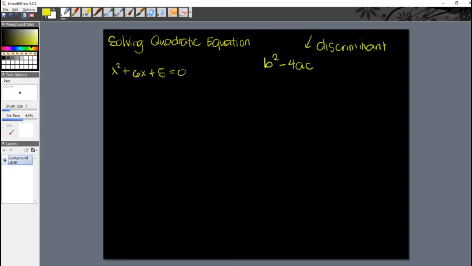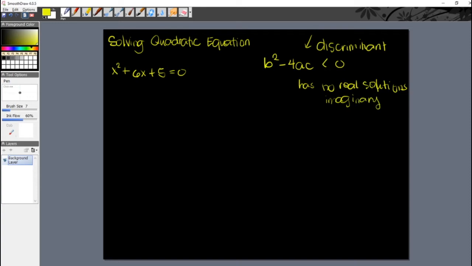The discriminant would tell you that if this value is less than 0, the quadratic equation has no real solutions. Technically, you would get an x value which is an imaginary number.